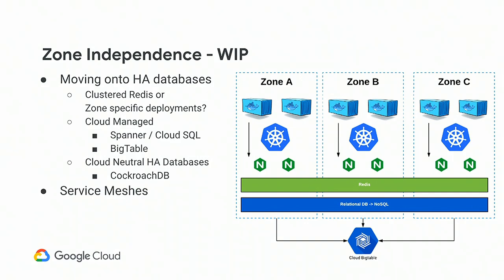To maintain traffic within a single zone, we are looking at service meshes. We haven't quite gotten to the point where we can thoroughly talk about this yet. We're still evaluating whether or not Istio or any other competing product is the right approach, but we are looking at service meshes to do that. And obviously, we have a lot of decisions to make.